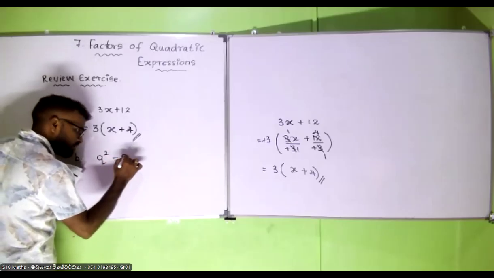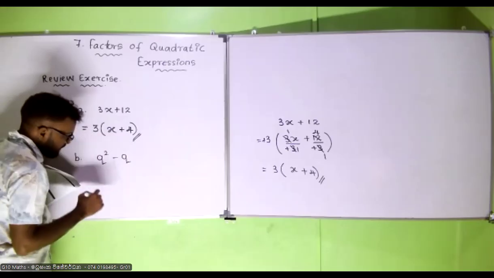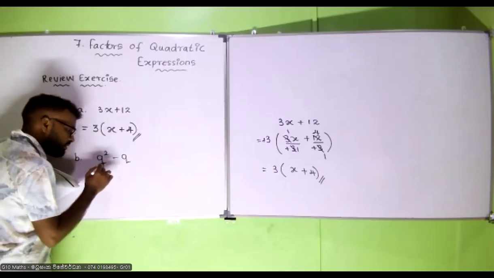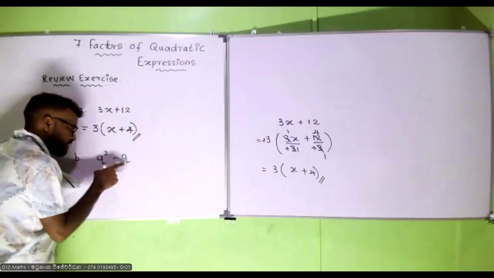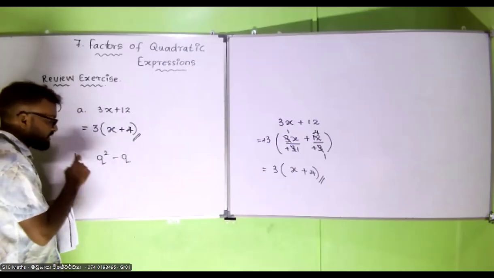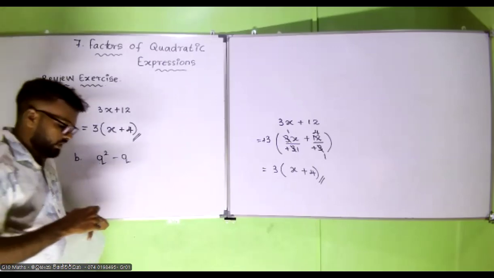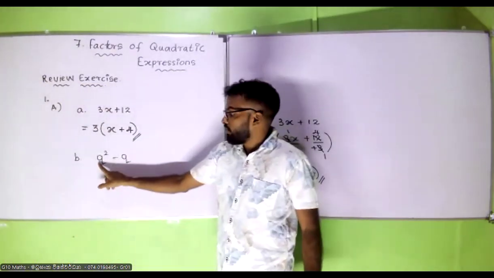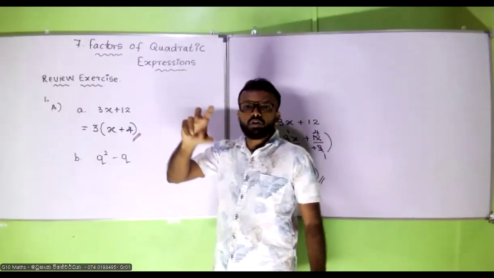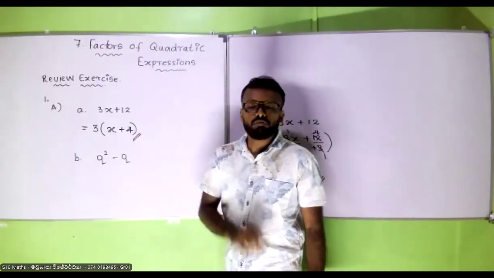Q squared minus Q. Q squared minus Q. So here the same thing will be done. So this is an algebraic term. This is also an algebraic term. And here, what is the common term that you are going to take out? That should be definitely Q.